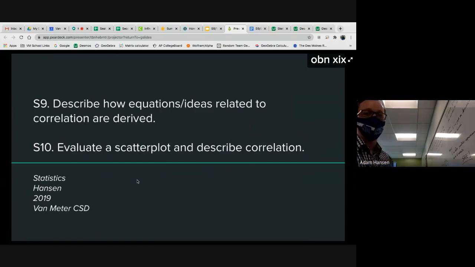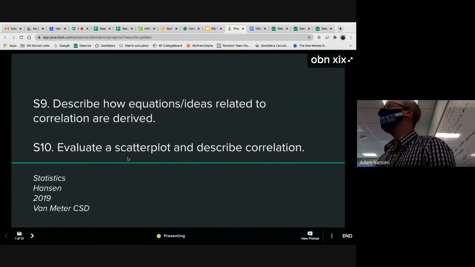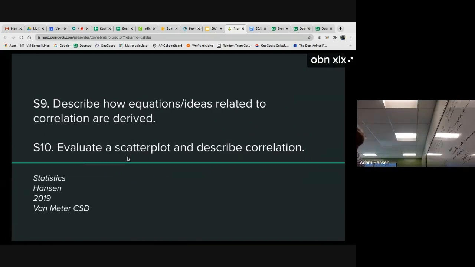Today's focus is actually going to be what is in standard 10 here. How do you evaluate a scatter plot? What do we look for when looking at a scatter plot? Displaying a bivariate data set. As a learning target, creating a scatter plot, describing correlation for a set of bivariate data.